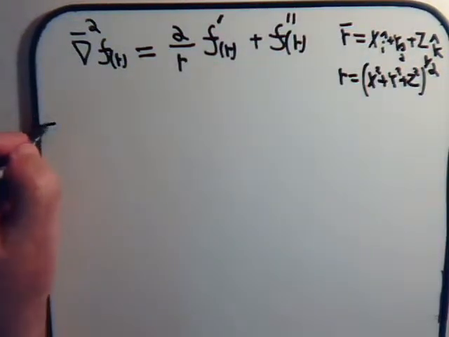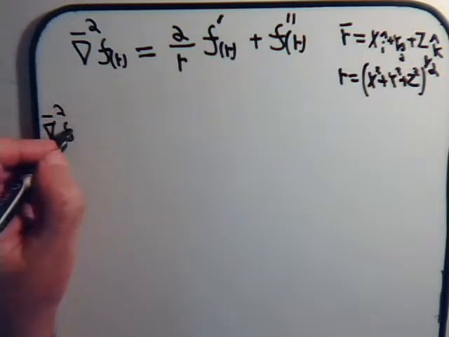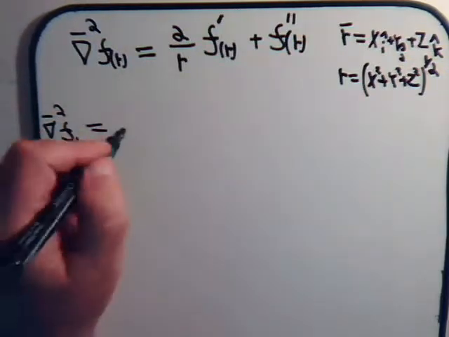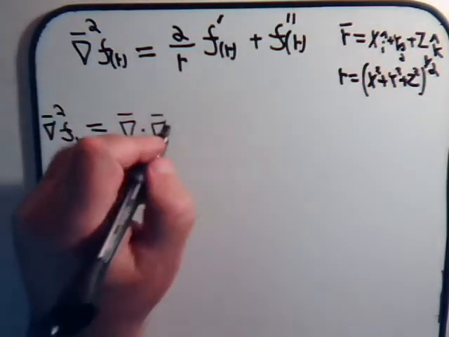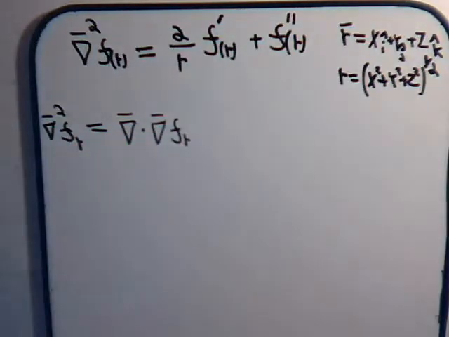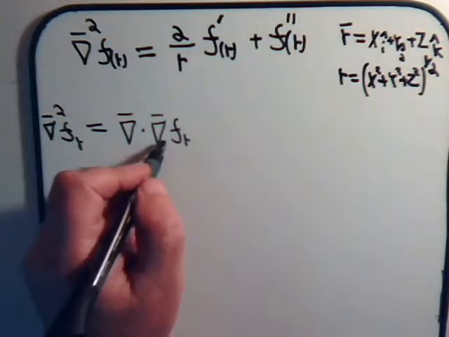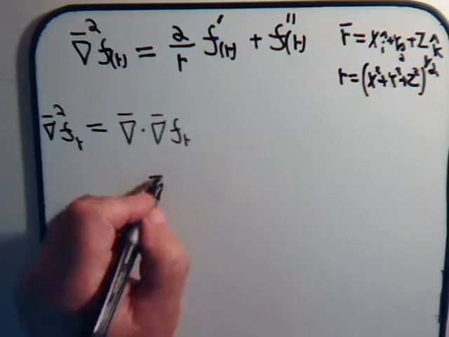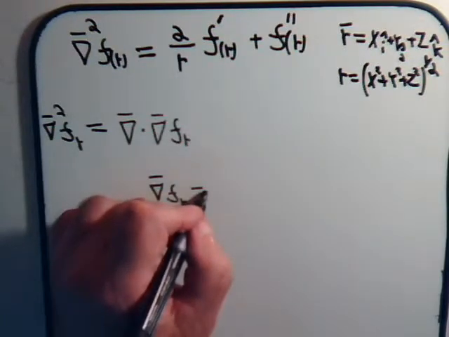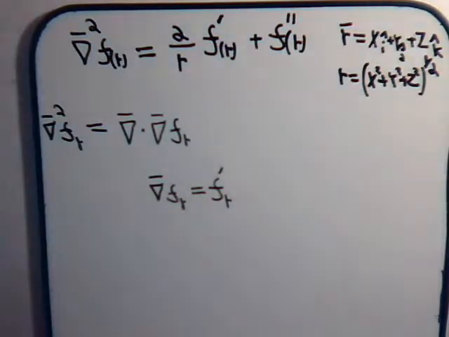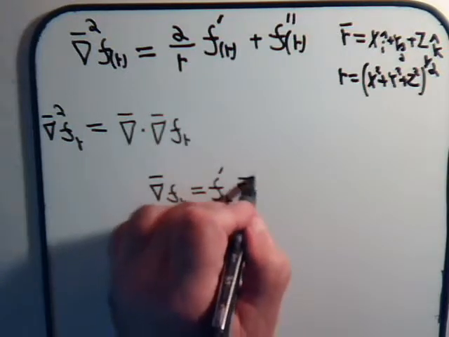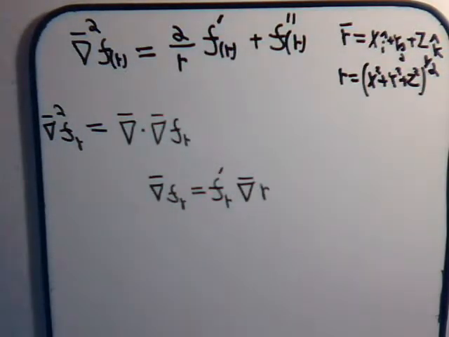We know that from its definition, this means taking the divergence of the gradient of that scalar function. And if you've watched the previous videos, you will know that that's equal to the derivative of the function times the gradient of r, where r, of course, is the magnitude of the position vector.